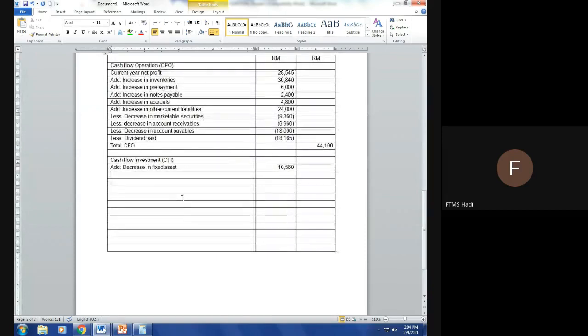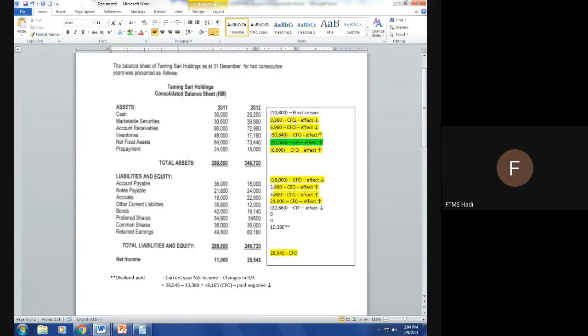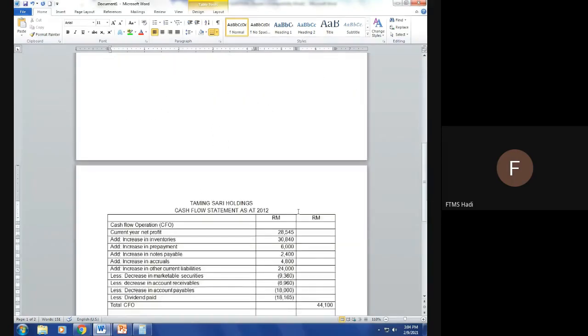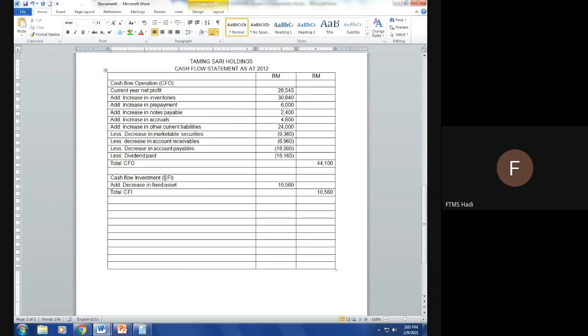All right. The second one is let's see if we have any CFI. No, only one CFI. So therefore, the total CFI is equal to 10,560. It's only one, and nothing else. And now we move on to cash flow financing, CFF.